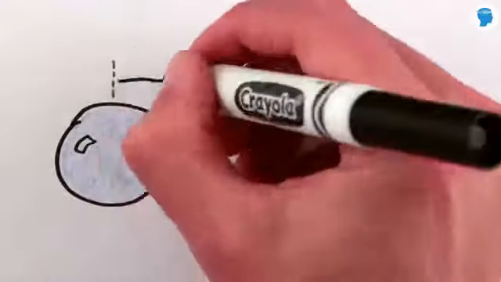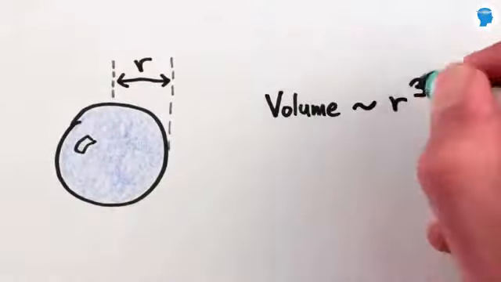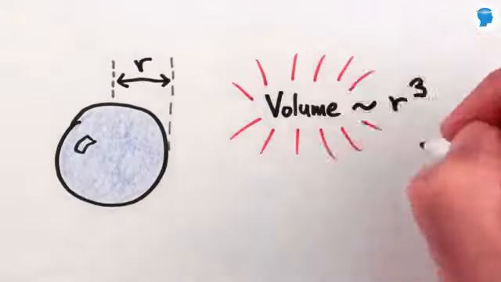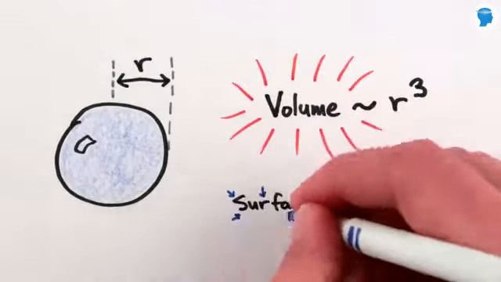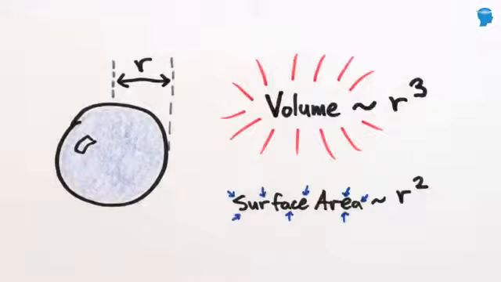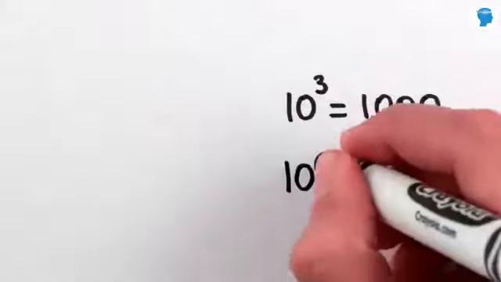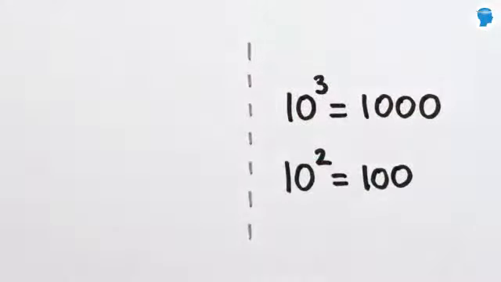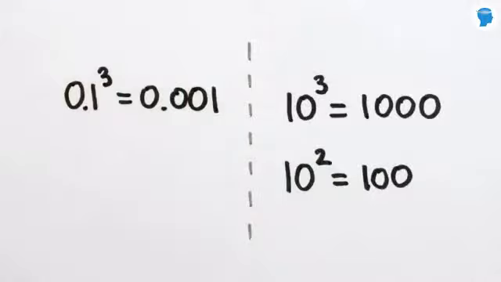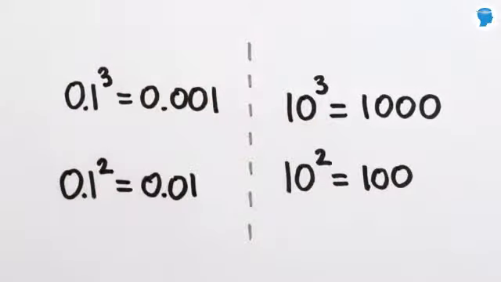For large amounts of water, the energy you get from the volume, which is proportional to the radius cubed, is more than enough to make up for the energy cost due to the surface area, which is proportional to the radius squared. Cubing tends to make things bigger than squaring. But for really small radii, the opposite is true. Cubing a small number makes it smaller than squaring it.